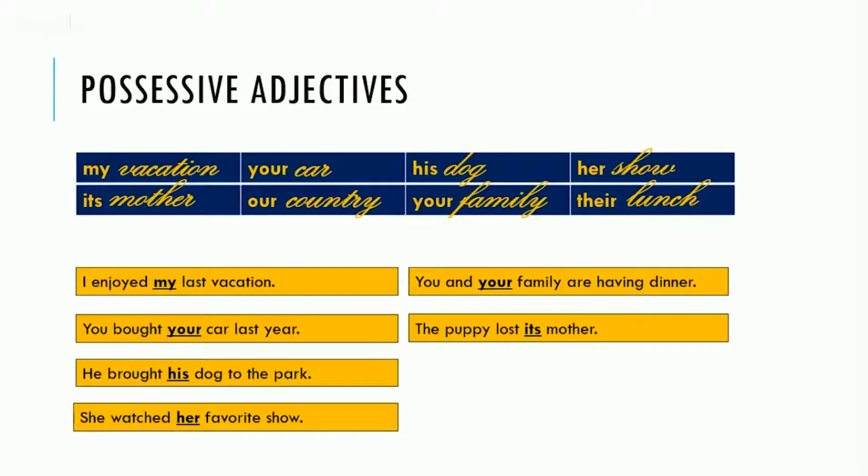The puppy lost its mother. Whose mother? The puppy's mother. Its mother. Y el puppy es que creo que en español se dice cachorrito, ¿verdad? Un perro, pero chiquito, de un año menos. No sé si es la palabra en español, pero eso es lo que significa puppy, right? So the puppy lost, perdió, lost its mother.